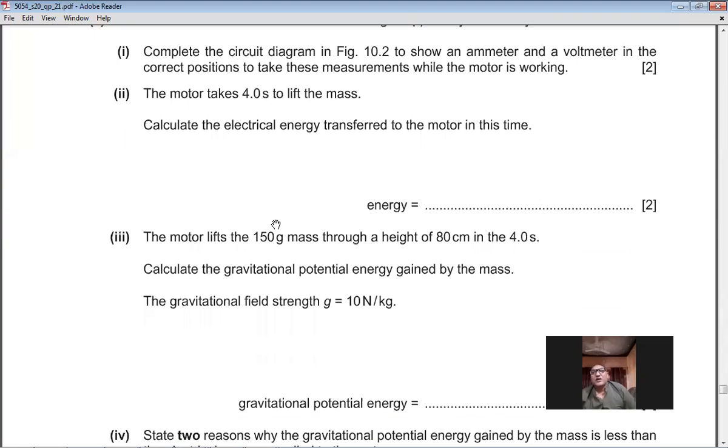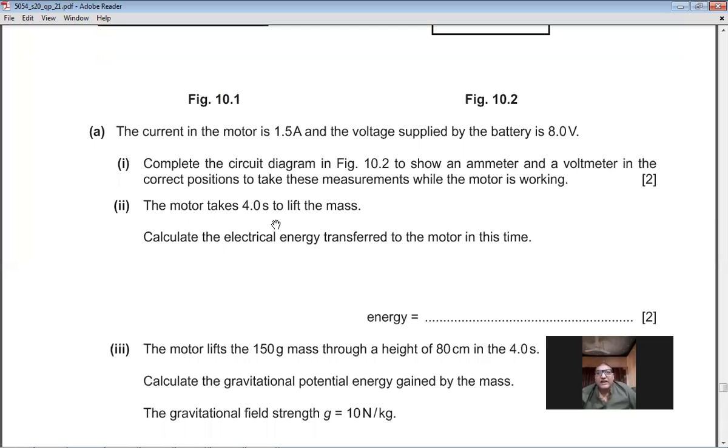That was a 2-mark question. The motor takes 4 seconds to lift the mass. Calculate the electric energy transferred to the motor in this time. You know the data. We know the current, we know the voltage, we know the time, and we want to find out the electric energy. The method is very, very simple. Energy is equal to IVT.